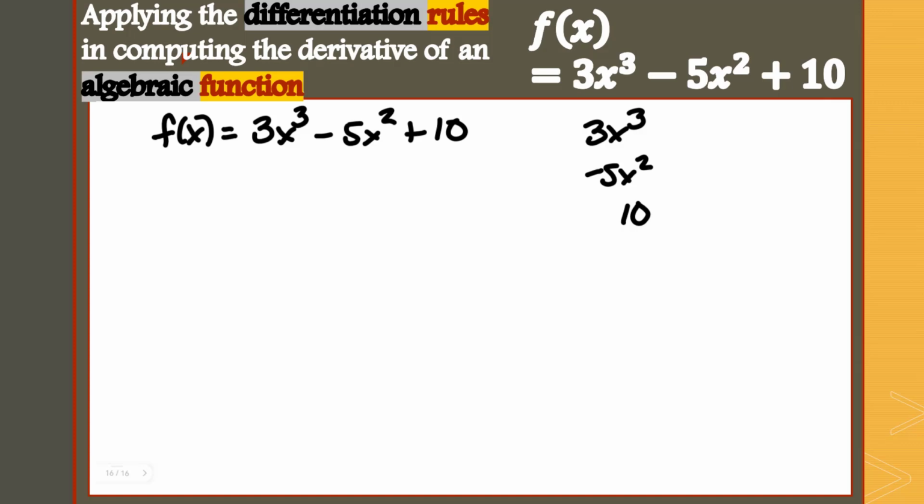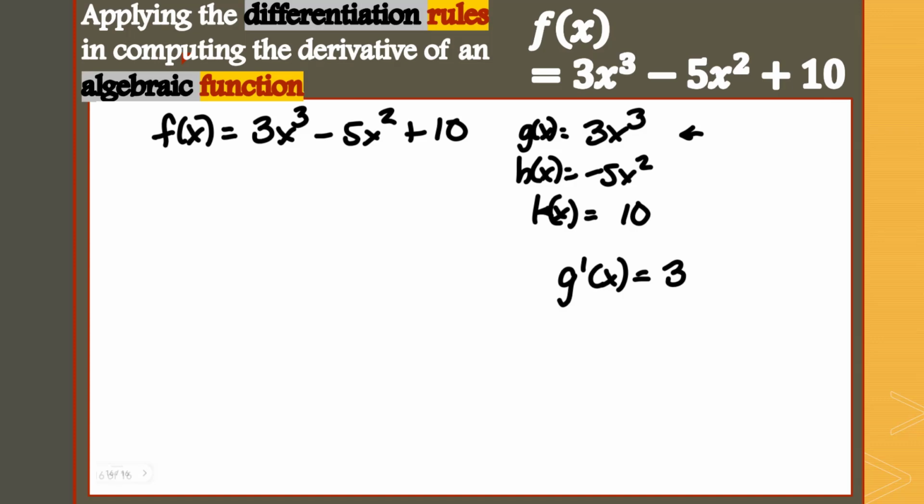Okay, so we can actually look for the derivative of each. Let's say, for example, this is g of x, this is h of x, this is k of x. So we are going to have the derivative of g of x is equal to, this uses constant multiple, as we have here 3 times, and then you will have the power, which is for x cubed. So we are using 2 of them at the same time, constant multiple and the power.